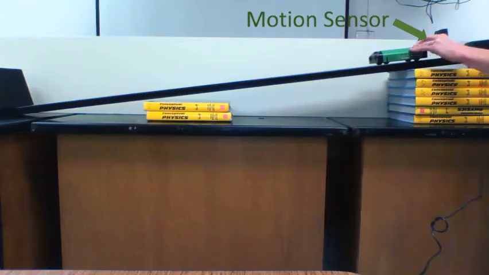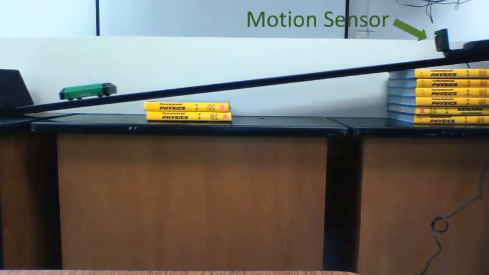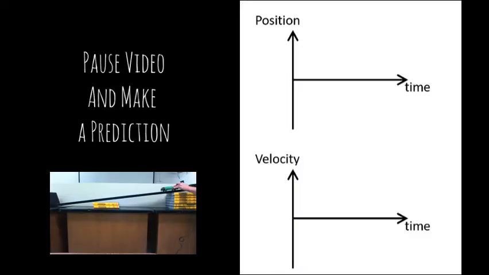The next motion you will look at is the car rolling down the ramp with the motion sensor at the top. The motion sensor collects data as if it is at the origin, and moving away from it is the positive direction. Pause the video and make your prediction.